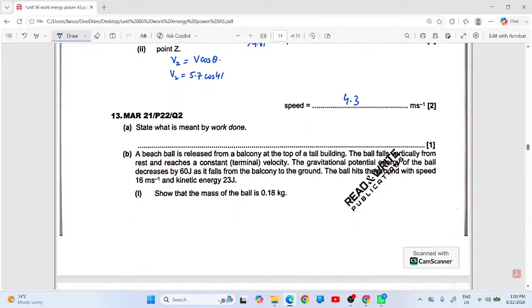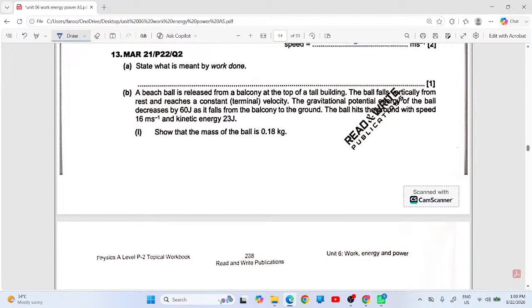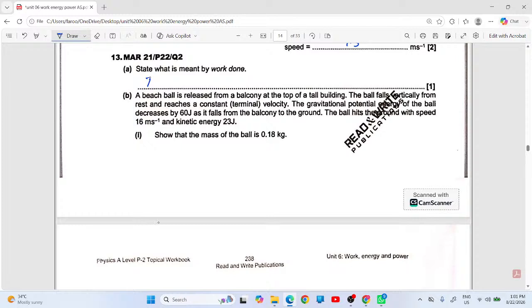Next is March 21, paper 22. State what is meant by work done. Work done is the product of force and displacement in the direction of the force.